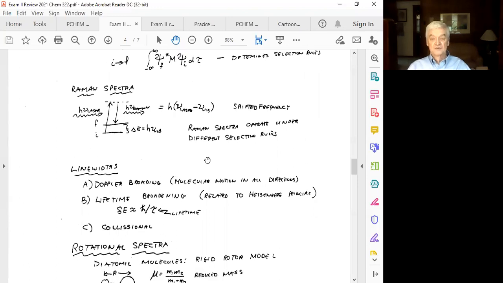And as we saw, Raman spectra operate under different selection rules. For infrared, we had to have a dipole moment change for vibrations. For Raman, we say it's a polarizability change. And basically that means the vibration has to change the shape of the molecule as it takes place.